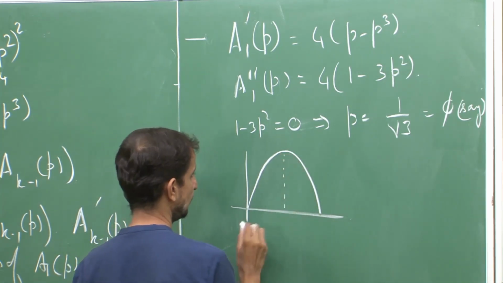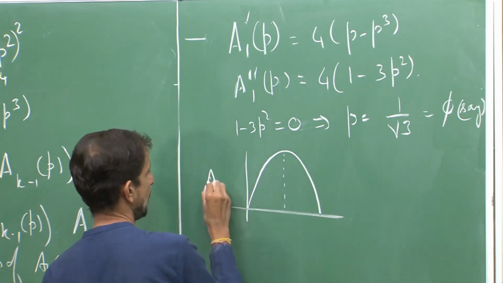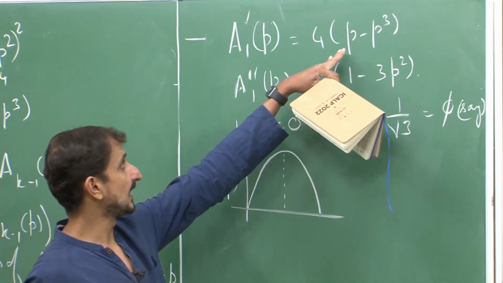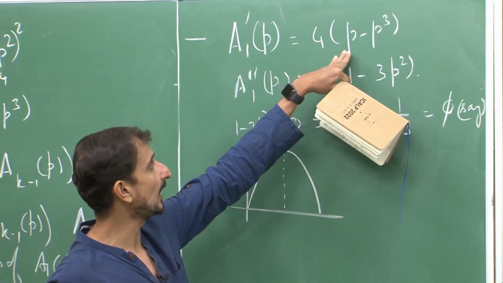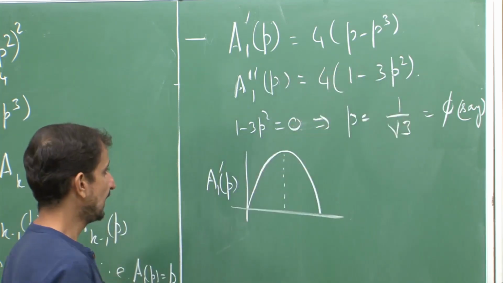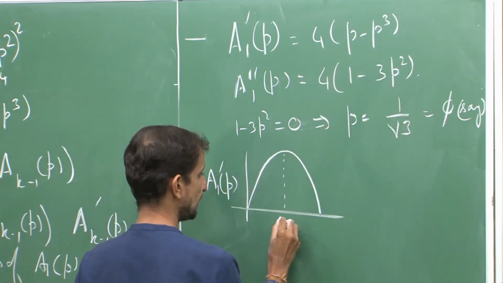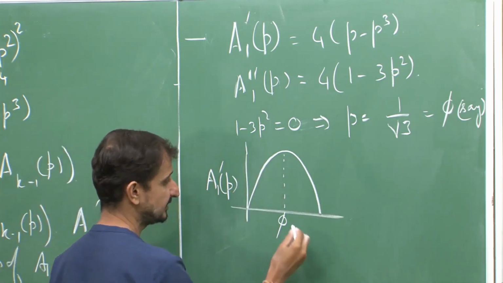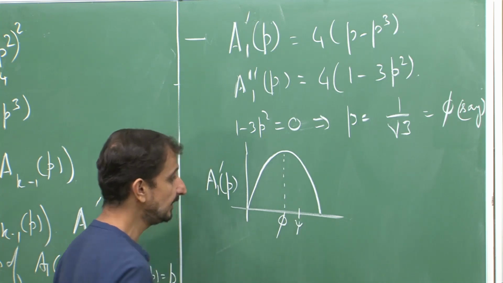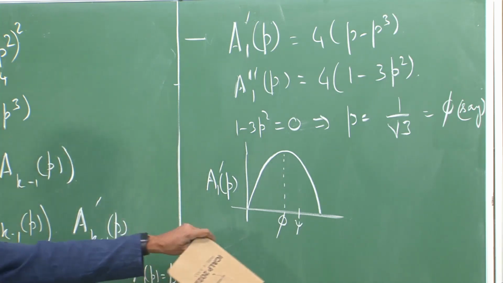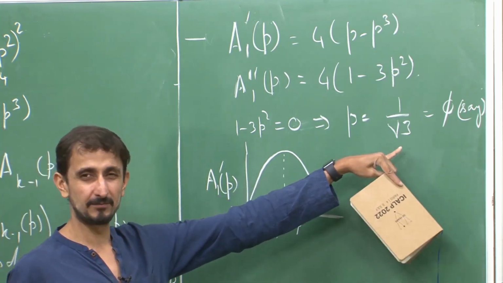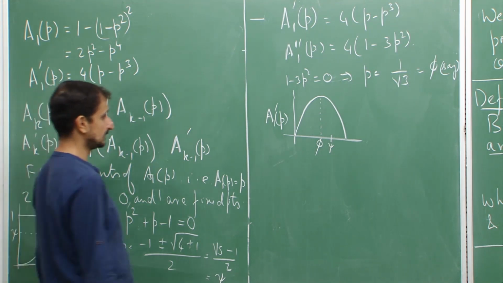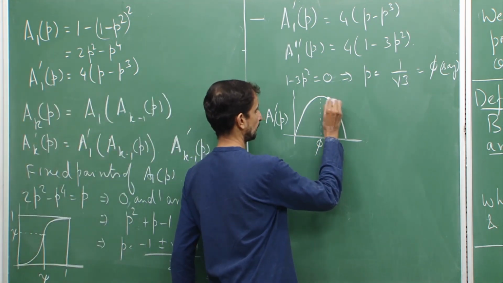So, this is the graph of A1 prime of p. Once again at 0 and 1 this takes a value 0, and at phi it takes the maximum value. And you can again check that psi is actually a quantity that is greater. If you just check, this turns out to be something like 0.58, and psi is something like 0.62. So, it is slightly greater.